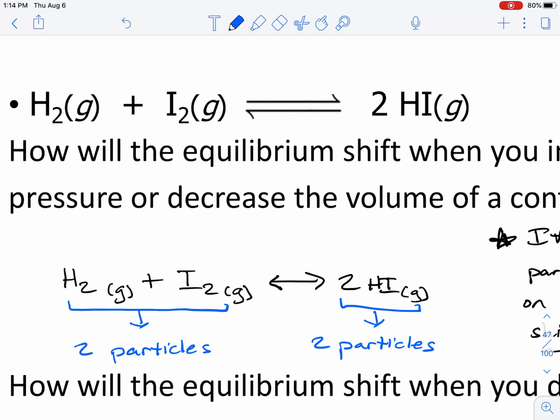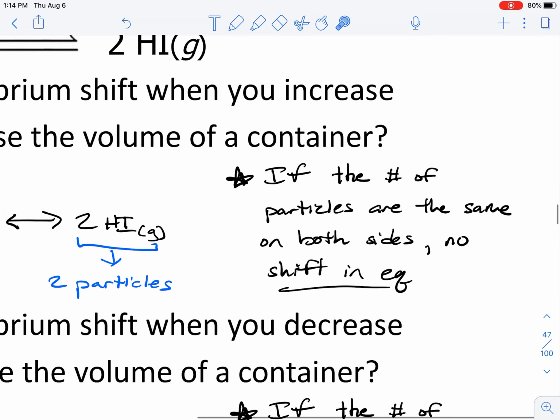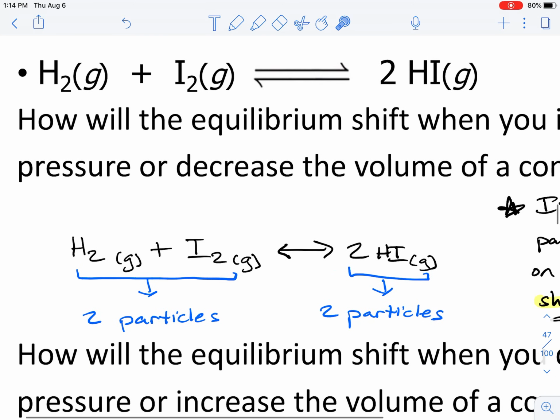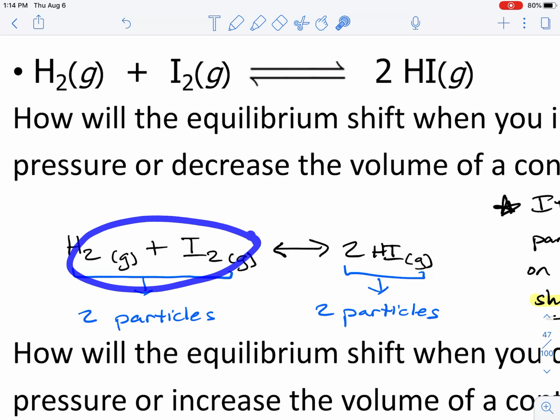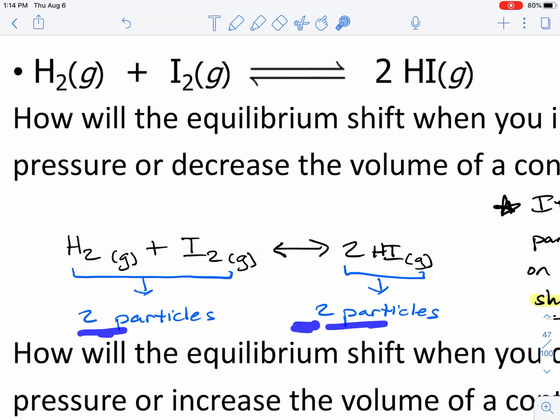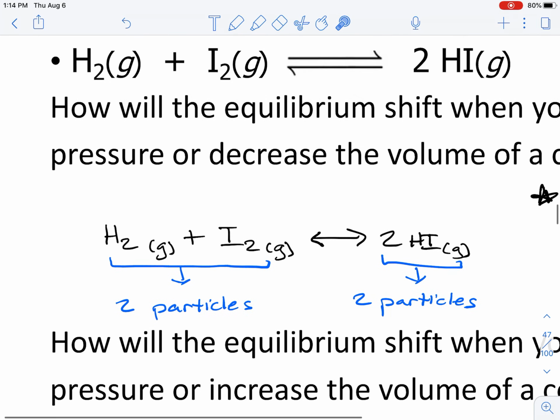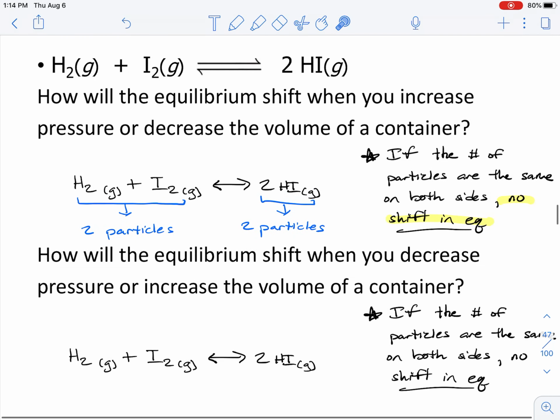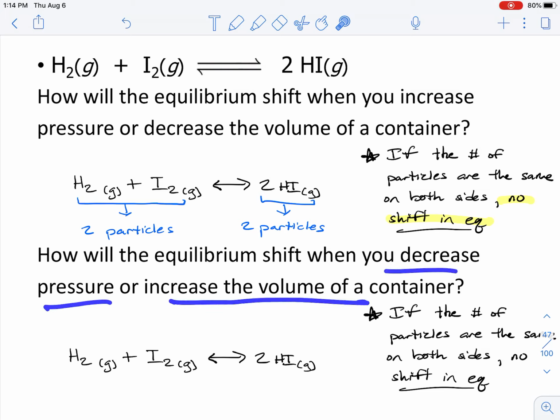And so this is a unique situation because the number of particles in the products and the reactant side are the same. Whenever you get this type of scenario, there is overall no shift in equilibrium. The equilibrium will neither favor the reactant nor the product side, just because the number of particles is the same. The same holds true when you decrease the pressure or increase the volume.